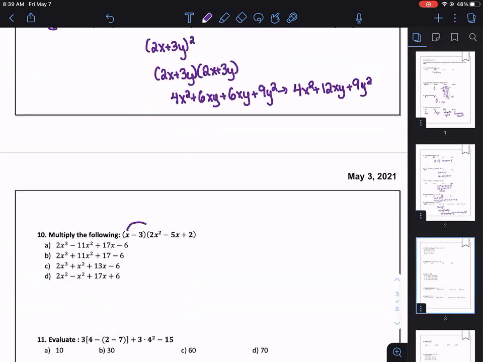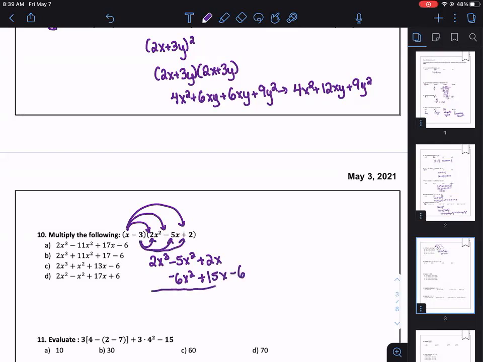Number 10, we will distribute the x into each term first. So 2x cubed minus 5x squared. Another common question. So I'm really getting you guys into the final exam mode. You can line up your terms to help you add together. So when all said and done, you're going to have 2x to the 3 minus 11x to the 2 plus 17x minus 6. So just be careful to match your choice, choice A.